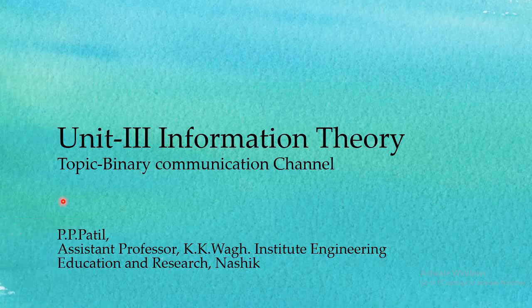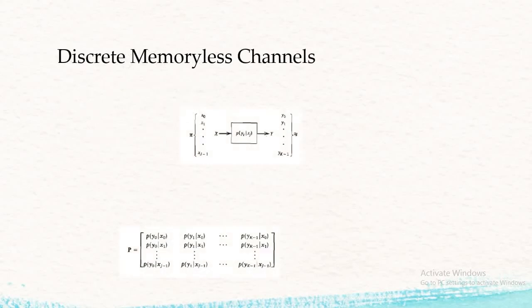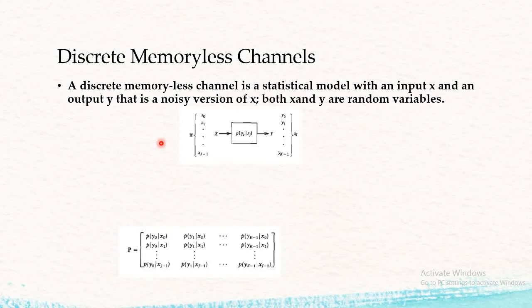In today's lecture we are going to discuss the second bit, that is a binary communication channel. Learning objectives: binary communication channel, binary symmetrical channel, and the numericals on binary symmetrical channels. So first thing is, what is a discrete memoryless channel?